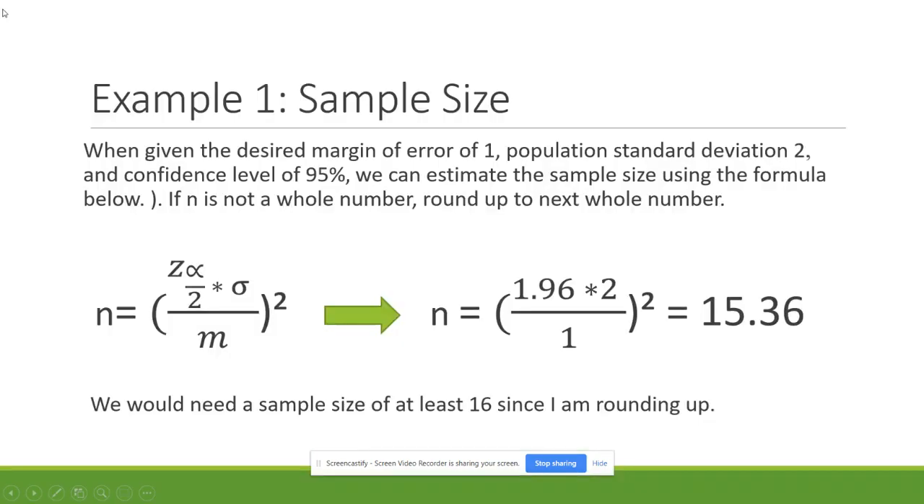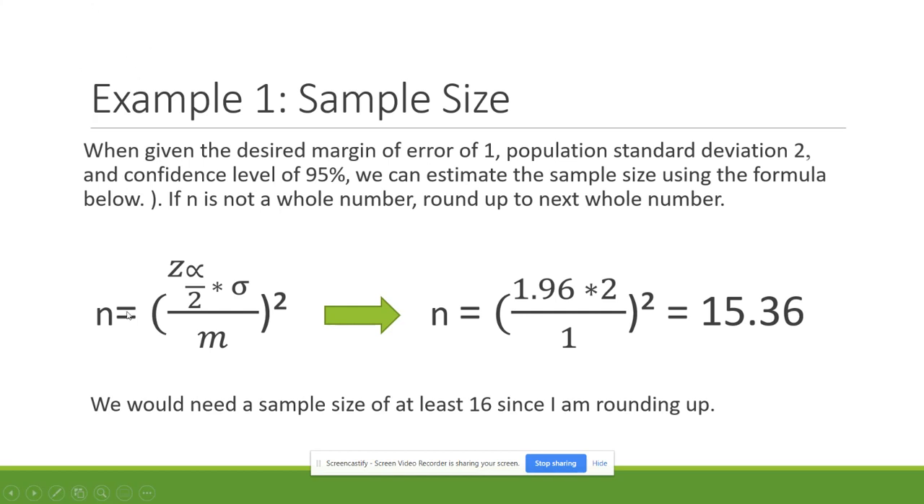So let's do an example. When we're given the desired margin of error of 1, population standard deviation of 2, and a confidence level of 95%, we can estimate the sample size. If n, when you do this, is not a whole number, always round up. Think of it as I can't have 15.36 people, but I can have either 15 people or 16. So usually in statistics, we round up because we want to make sure that we have enough in our sample size to do the right kind of calculations we need.